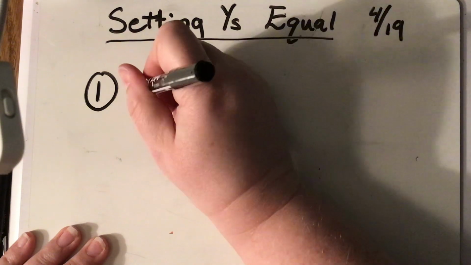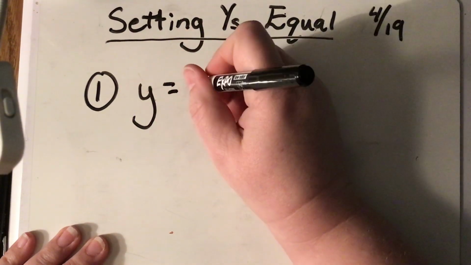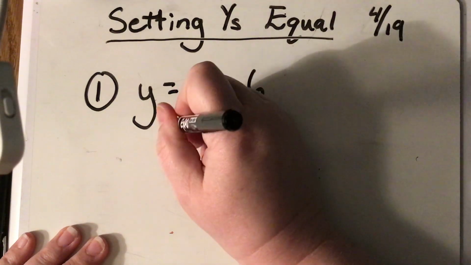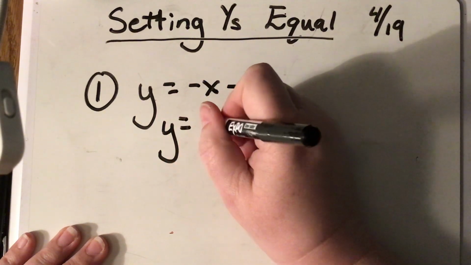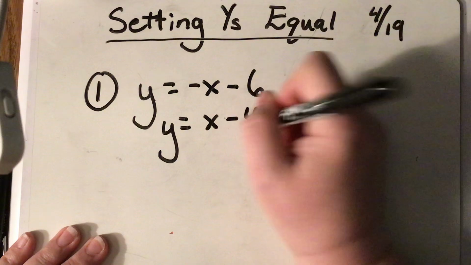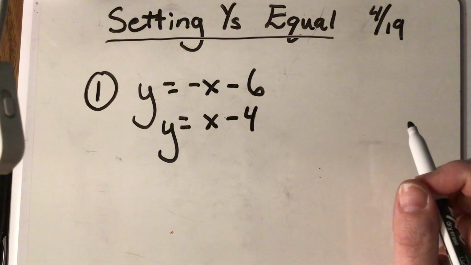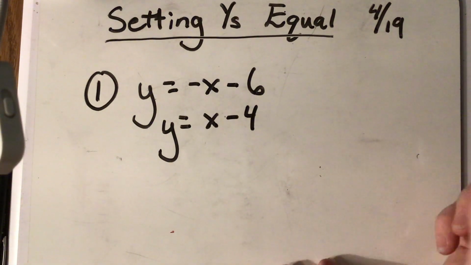So our first one, we have y equals negative x minus 6, and y equals x minus 4. Okay, so here's your friendly reminder. If you fast forward to the end of the video just to get answers, that's not going to help you on the test.